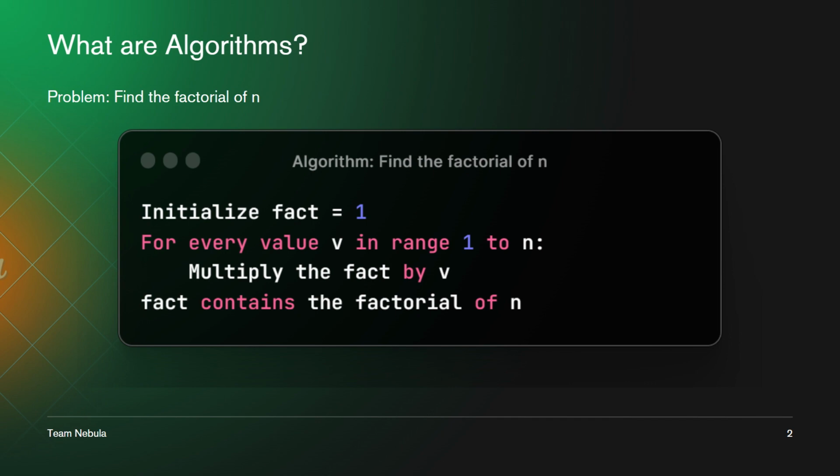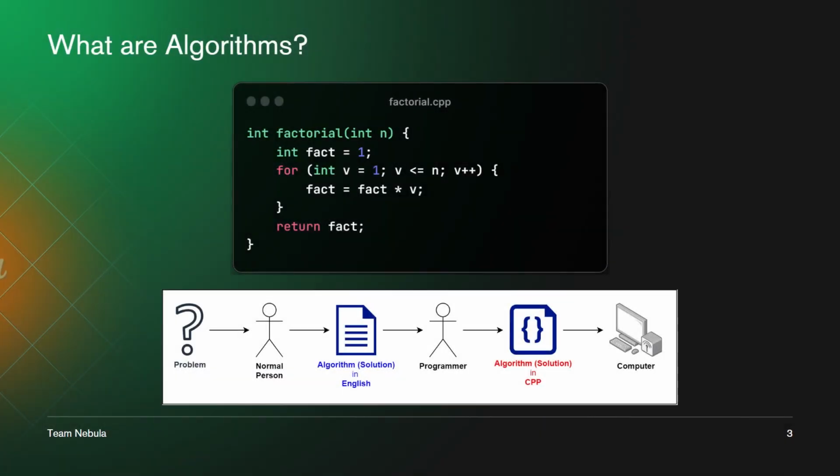Now, this algorithm is described in plain English. If we were to write it in a programming language, we would call it code instead. Here's the code for finding the factorial of a number in C++.